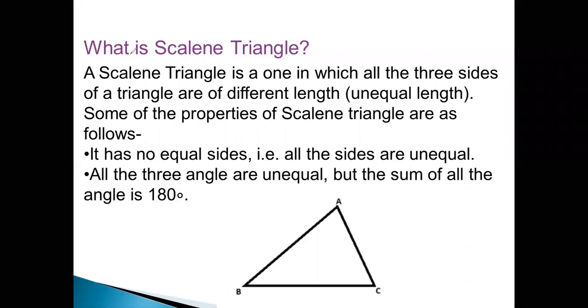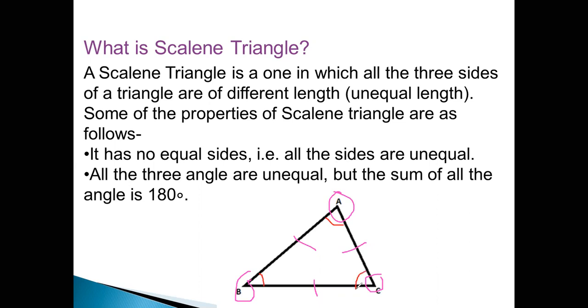So in a scalene triangle also, it is closed by three line segments. You can see the diagram. In this figure, three line segments are there: the first is AB, the second is BC, and the third is AC. Three vertices are there: the first vertex is A, the second is B, the third is C. Also three angles are there: angle A, angle B, and angle C.